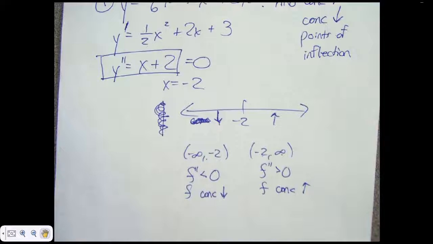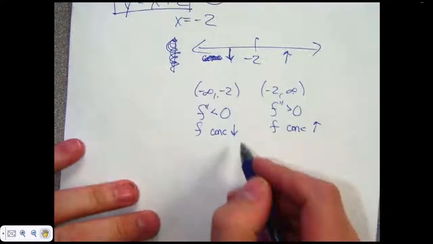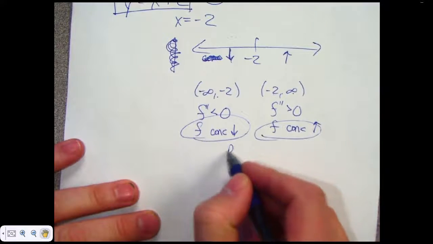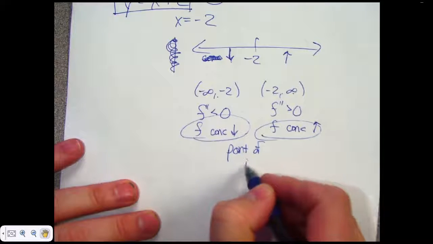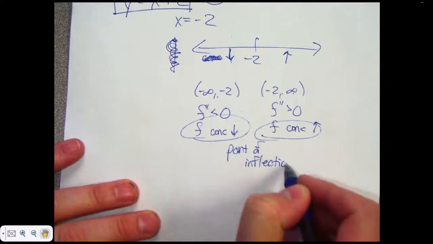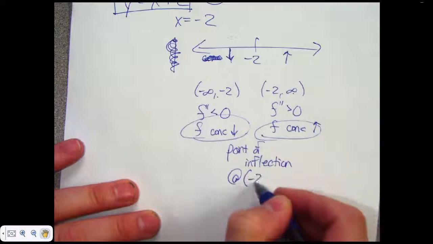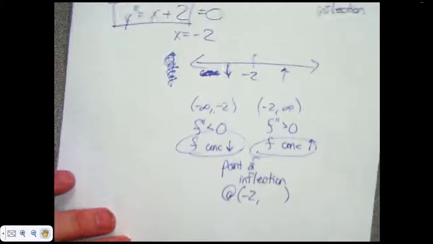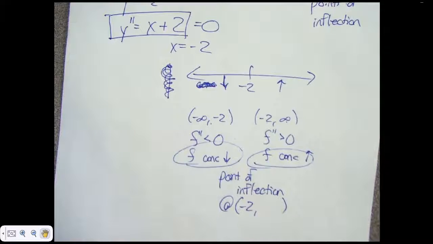And if it changes, that's a point of inflection. A point of inflection is where the graph switches from concave up to concave down. Because I switched here, I have a point of inflection at -2, comma. Where do I plug back into to get the y value? That's another thing: the original tells us the y value.